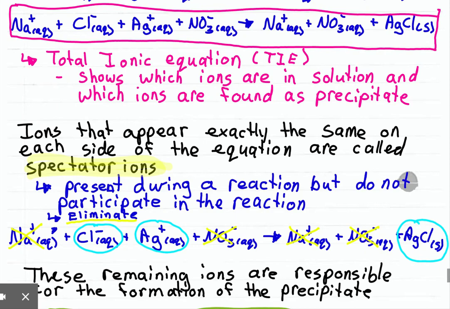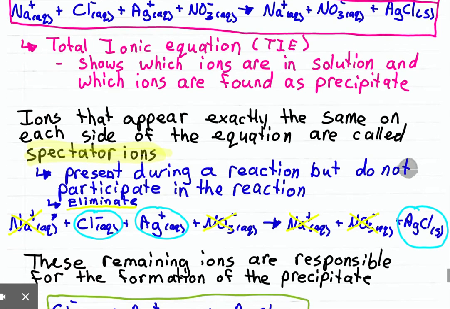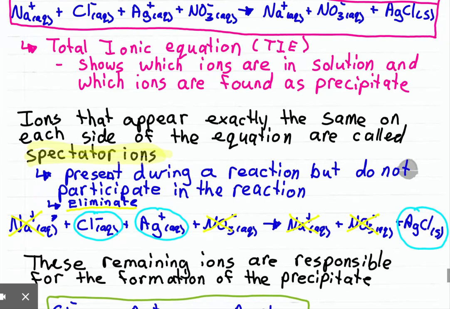The sodium and this sodium can be crossed out because it appears exactly the same. And this nitrate and this nitrate can be crossed out because they appear exactly the same in reactants and in products. And what we're left with are the ions responsible for the formation of the precipitate. So we're left with the chlorine ion and the silver ion, and they're making the silver chloride. We're only left with what was responsible for the reaction.